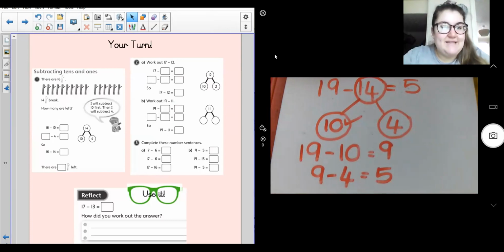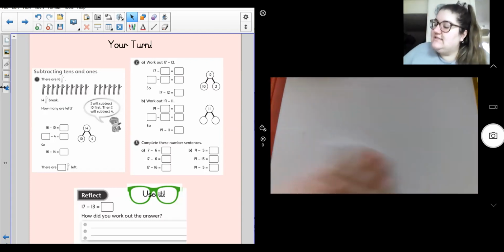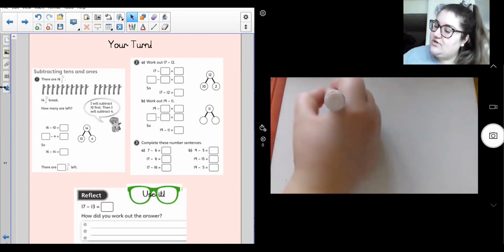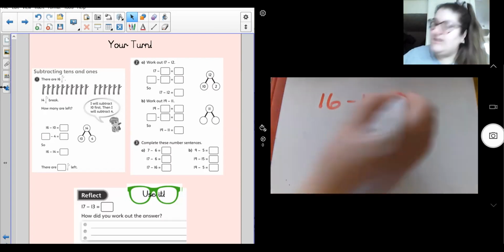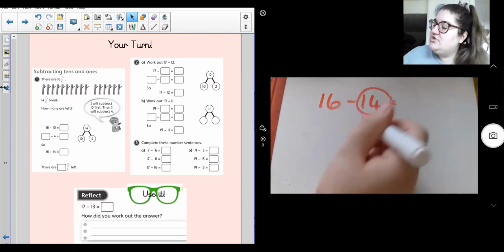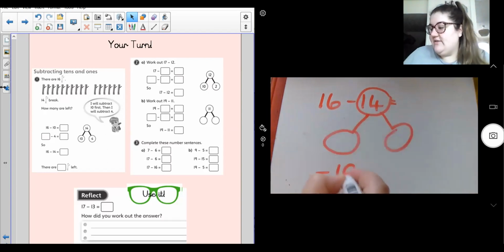So I'm just going to explain these activities for you today. Let's look at number 1. There are 16 sticks. 14 of them break. How many are left? Now, rather than you counting back 14 times, remember, let's try and be as efficient as we can. Let's see if you can do it like we've just been doing it together. You've got 16 branches. We're taking away 14. Chop that 14 up for me into tens and ones. And then take away the tens, take away the ones.